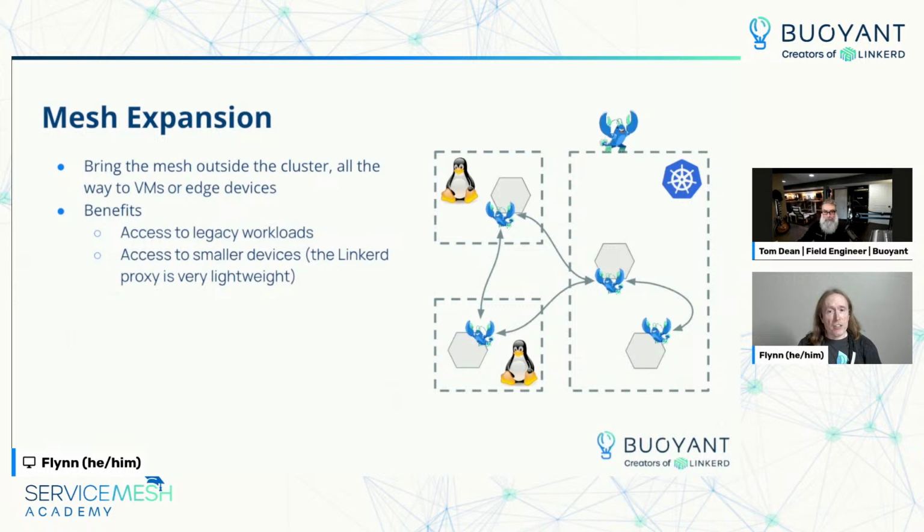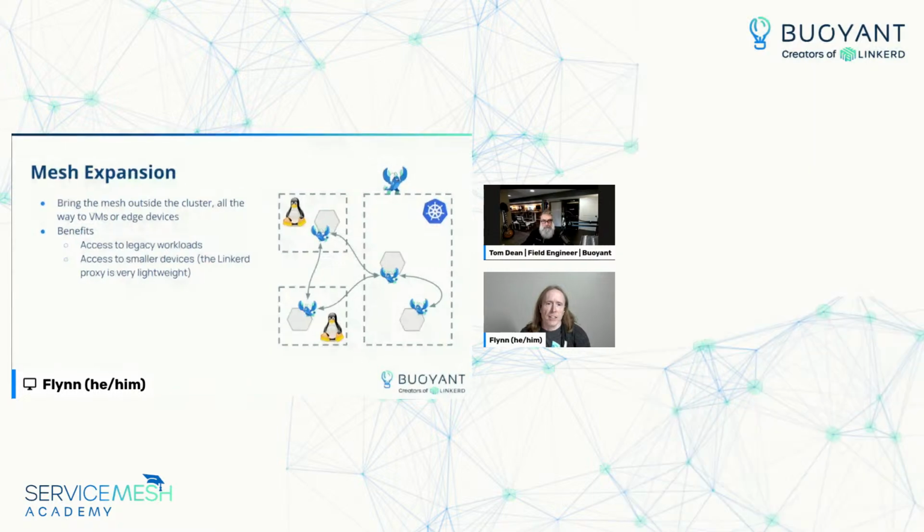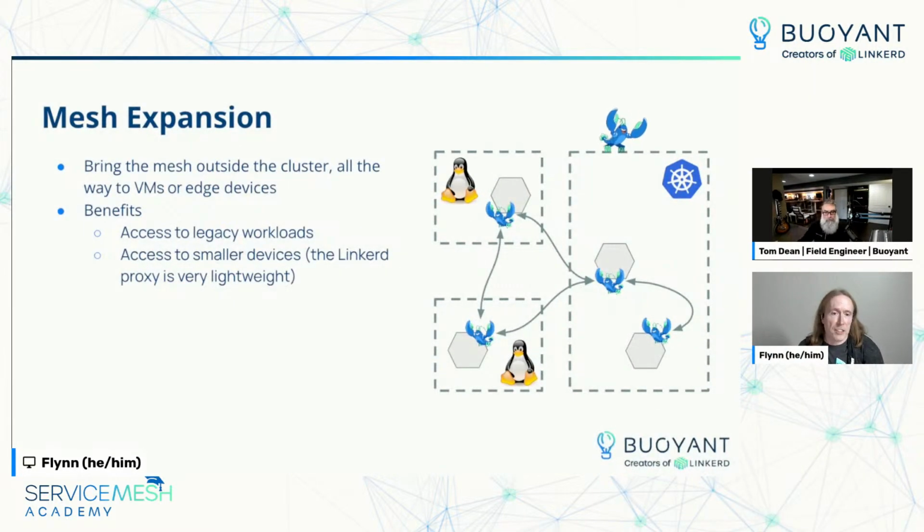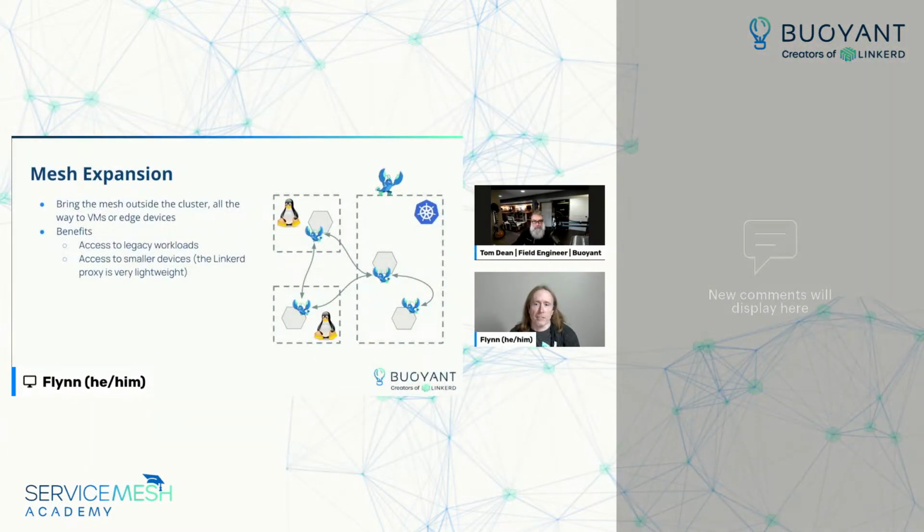This has some advantages in that it's a way that you can bridge access out to a legacy workload that you have not yet brought into the cluster, which can make it very easy. It can give you an easy path to migrate that workload into your cluster, or could be a way that you just keep using it if it's not something you want to bring into the cluster. It also gives you access to a lot of smaller devices. The Linkerd proxy is very lightweight. It will run quite happily on a Raspberry Pi. And so you have the option of doing a bunch of things with Internet of Things edge devices.